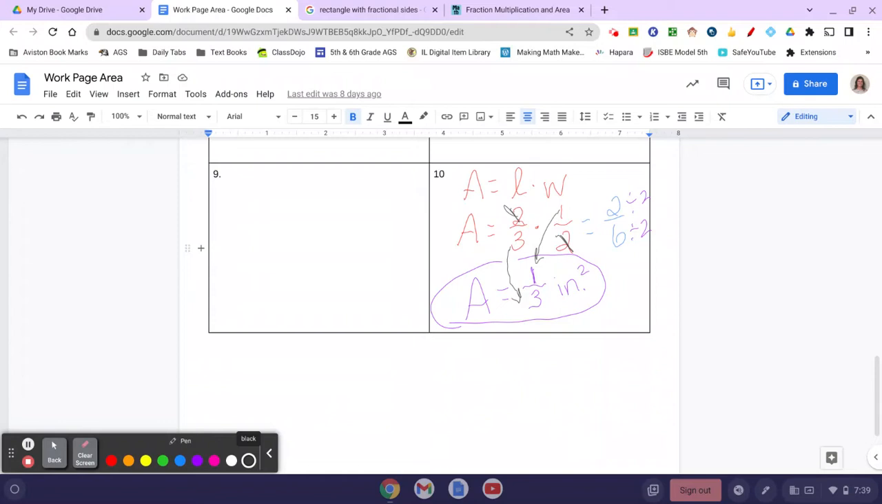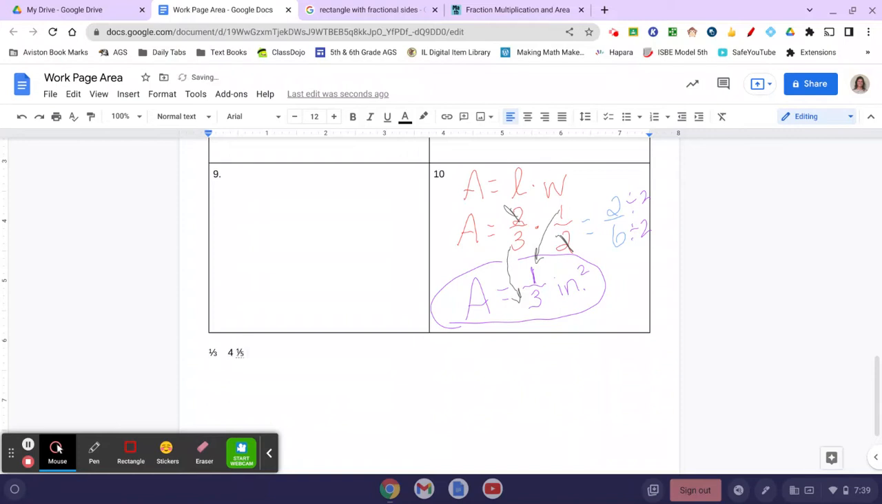When you are finished with this assignment, you will finish it in class tomorrow. You will enter your answers on Edulastic. To enter these answers, you would just hit 1/3 in Edulastic. If you have a mixed number, let's say 4 1/5, you'd hit 4, space, 1/5.